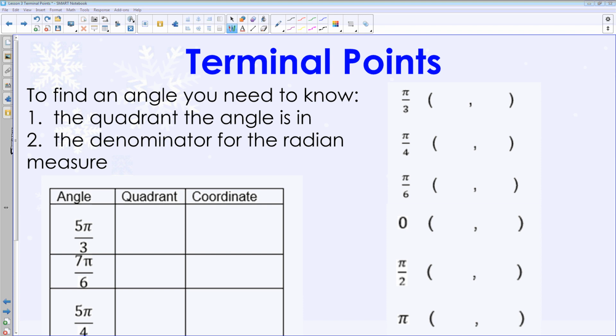You need to know the quadrant that the angle's in, and then you also need to know the radian denominator or its matching quadrant one angle, also called its reference angle. Okay, so we'll talk more about what all that means.